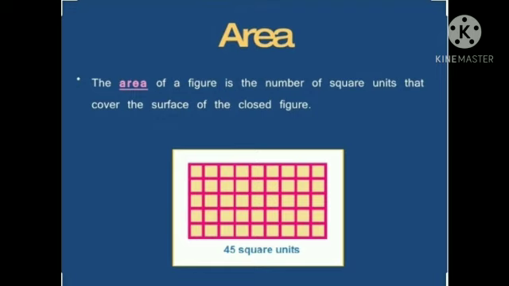Understood everyone? Now see, in the figure given is a rectangle. Inside that rectangle, small square boxes are given. We will find out how many boxes there are, which means we are finding the area. Area means we have to find out the space inside your closed figure.